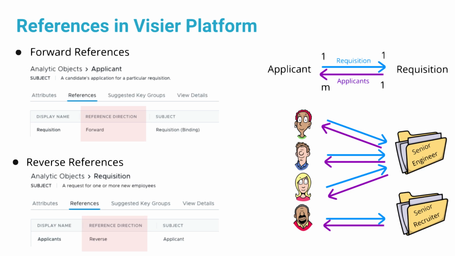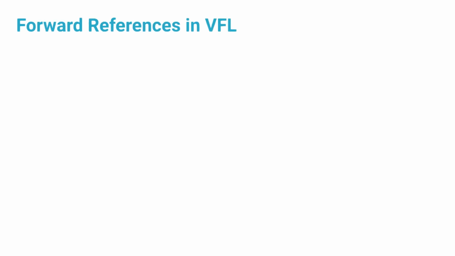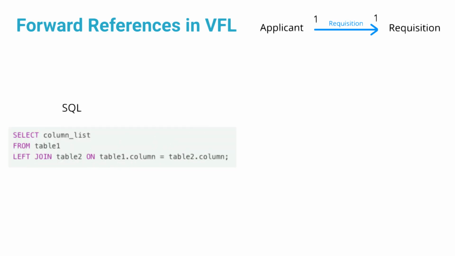Now that we understand what references are, let's dive into how we can leverage forward and reverse references to write powerful metrics using VFL. In VFL, looking up an attribute from a target subject via a forward reference is remarkably simple. Unlike SQL, where you'd need to write an explicit left outer join, VFL uses dot notation, making the syntax both intuitive and concise. Let's break it down with an example.